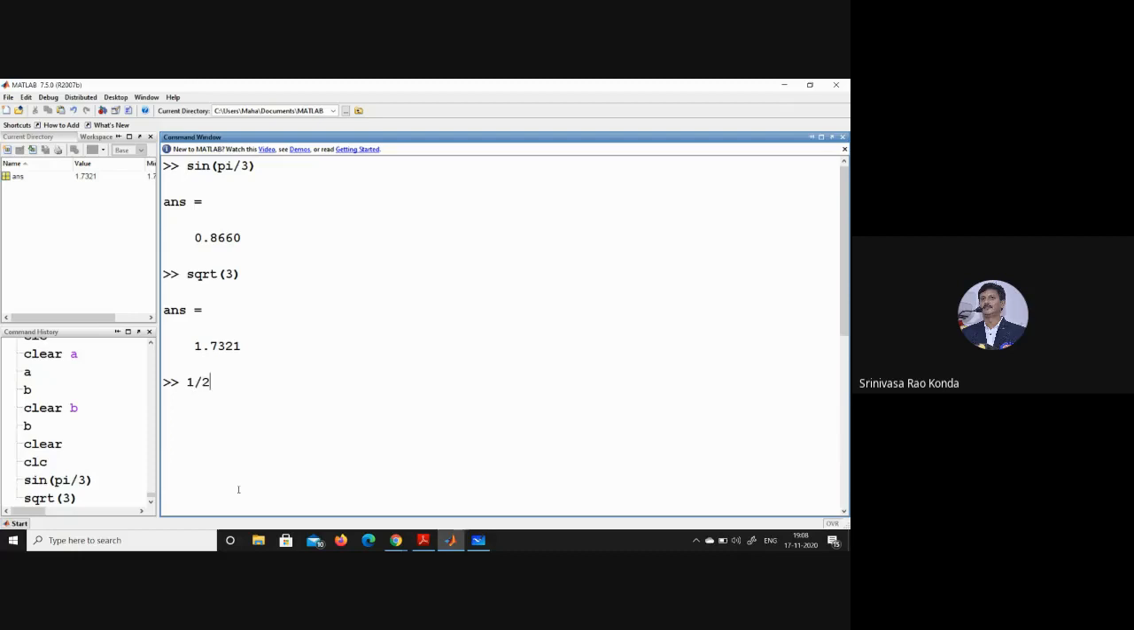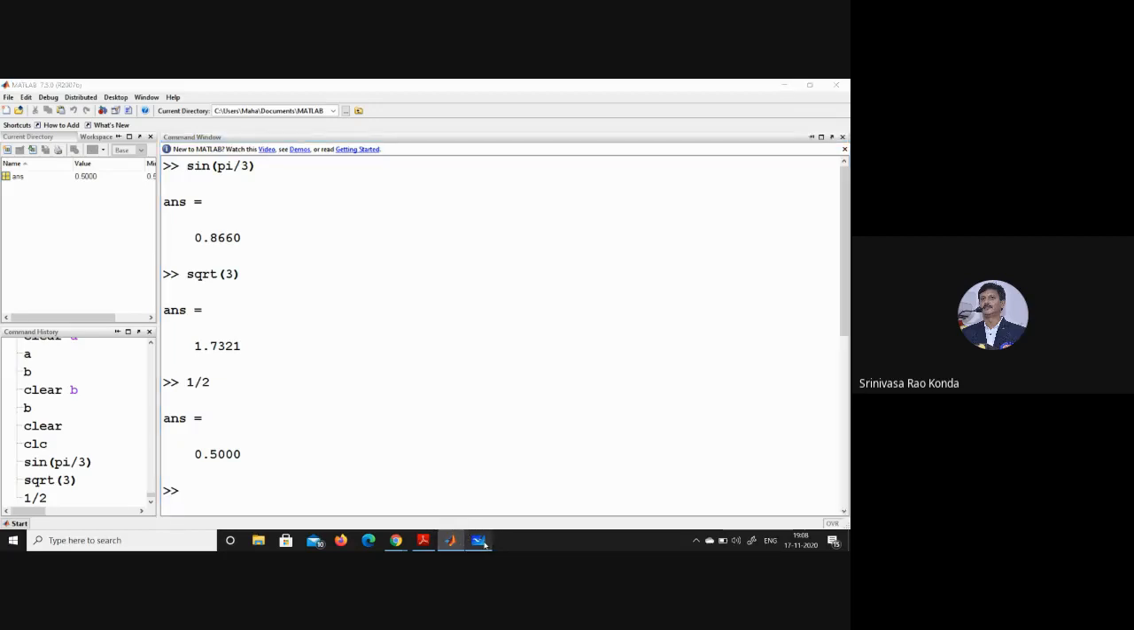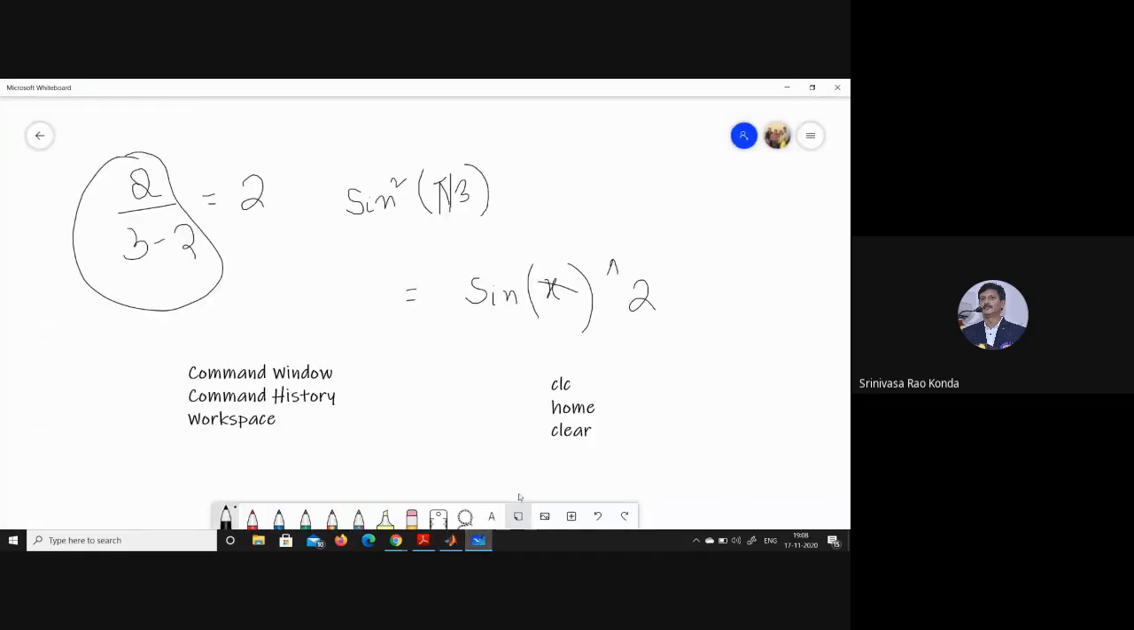Suppose 1 by 2. What will happen? The answer is displayed not as 0.5 but as 0.5000. So by default, MATLAB displays the answer up to 4 decimal places, whether it is a rational or irrational number. Can we change the format? Yes. I'm going to tell the most important point in MATLAB: different formatting techniques. What are the formats available in MATLAB?